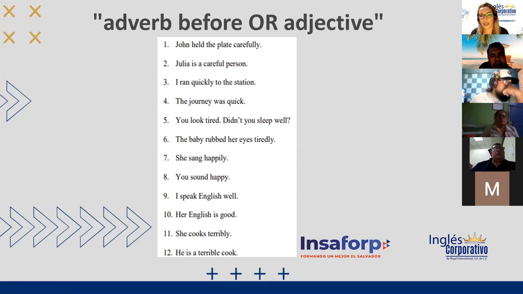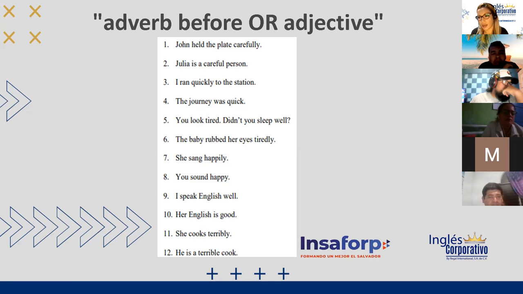Now, number three, Reina, can you read number three? I ran quickly. ¿Cómo se menciona este? Quickly. I ran quickly to the station. Very good. Thank you so much, Reina. I ran quickly to the station. ¿Cómo corrí? Rápido. I ran quickly. Modify a verb in this case, teacher.